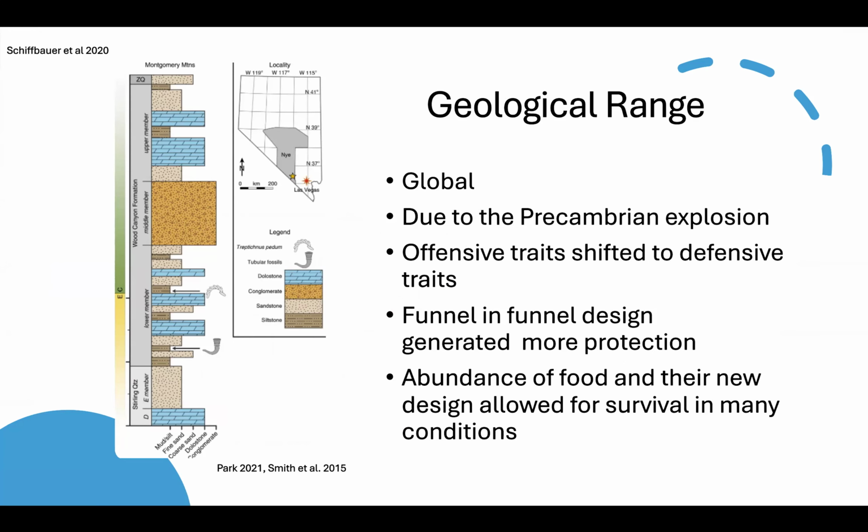The geological range of Cloudinidae spans globally, which was originally caused by the Precambrian explosion. During the Precambrian, Cloudinidae shifted its focus towards defensive traits rather than offensive traits, which allowed them to survive in a variety of environments. The great abundance of food during the Precambrian, along with Cloudinidae's unique funnel-in-funnel design, allowed for greater protection from predators, along with an efficient form of food consumption, which then enabled them to thrive in environments all across the world.